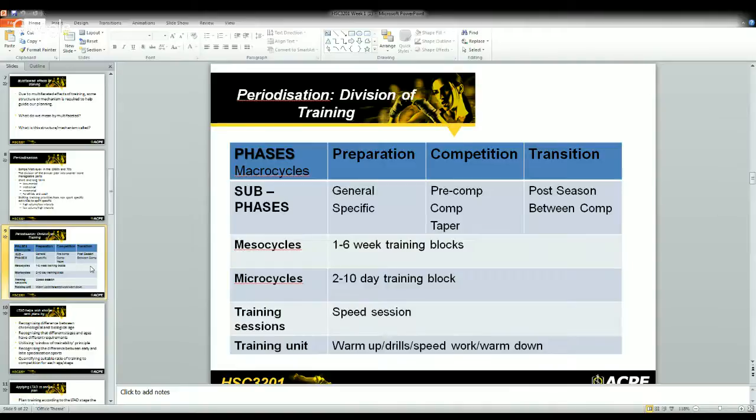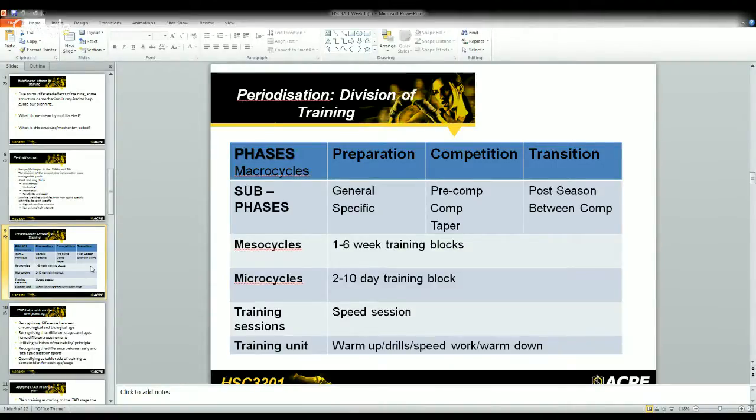Then we get into the competition. Now we've got pre-comp, and that might be in the lead up to the competition. In a team sport, where you might have a 26-week season, it might be the 4 weeks when you start playing trial games. If you're an athlete, as in track and field, the pre-comp might be 2 weeks leading into a major competition, or into a smaller competition which is leading into a major. And we'll look at what you do in competition, how you manage your taper.